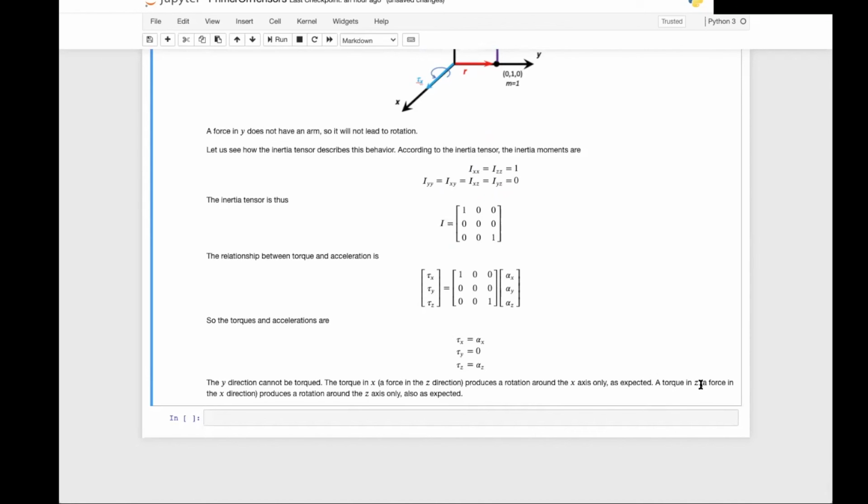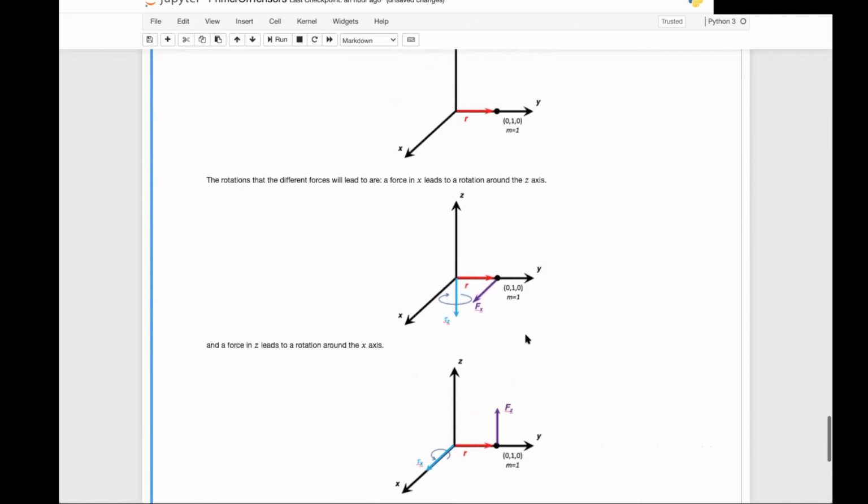Now, a torque in z, which is a force in the x direction, is producing a rotation around the z-axis only. You have a torque in the z direction that gives you a rotation around the z-axis. This is what is exemplified in this figure. You have a force in the x direction, produces a torque in the z direction, and is the only direction where you have an angular acceleration.